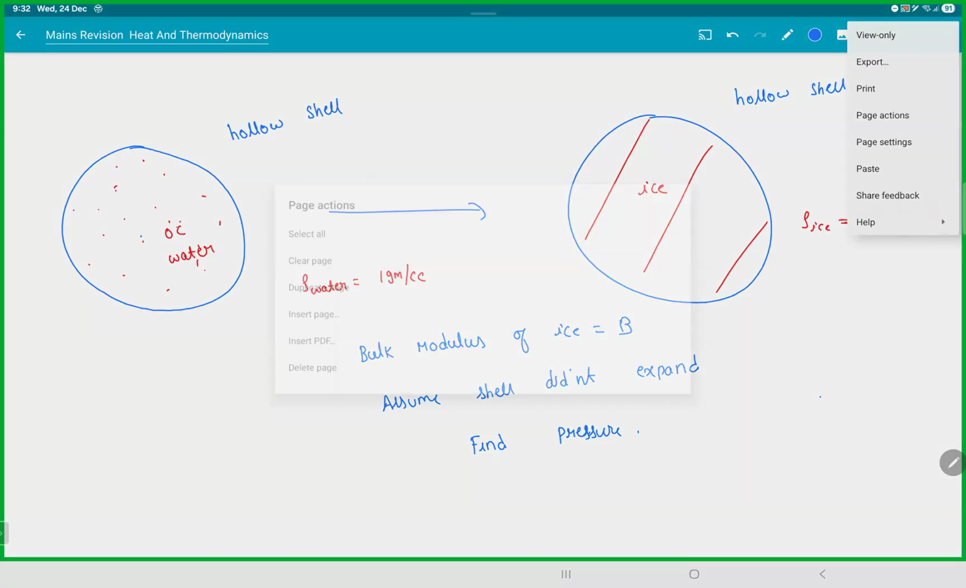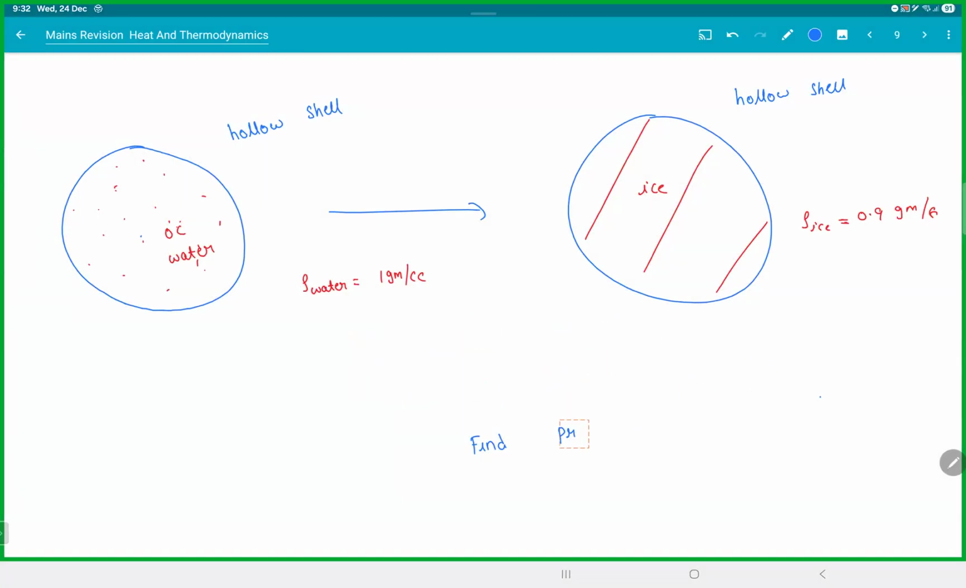Let's see. Same story again. Now, if you ask about the ice, forget about the shell. If you just take water, let's say the volume is V. When it becomes ice, its density changes, and the volume will become 10V by 9.